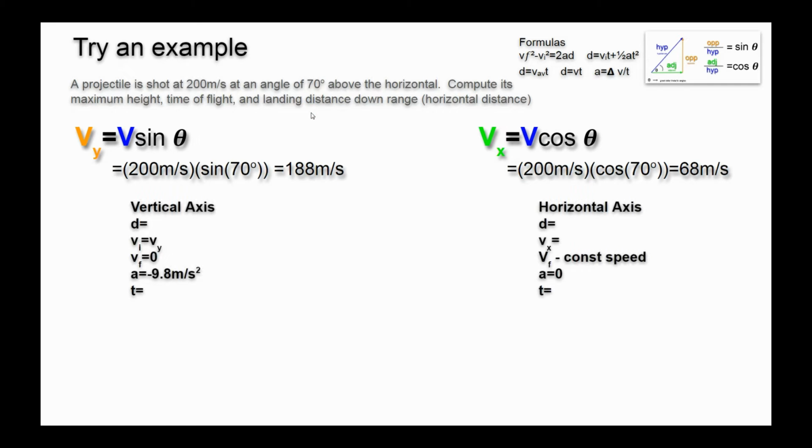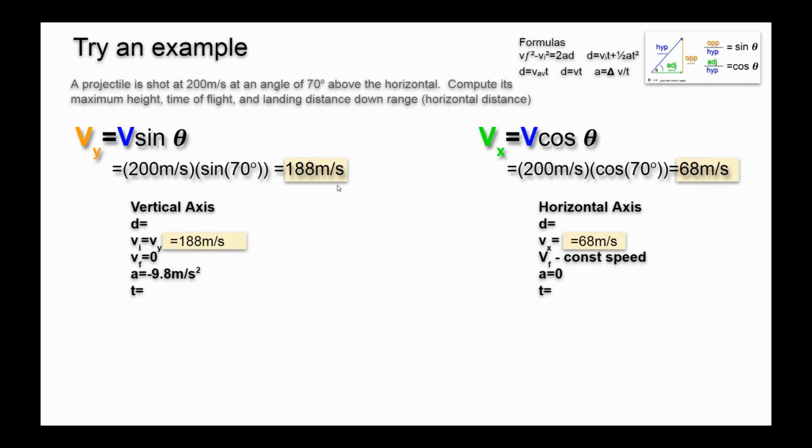Now we set up our two sets of variables. These are two independent problems now that have nothing to do with each other. I put in A is equal to 0 or don't even include it at all on the left-hand side. And there's a constant speed, so we really don't have a final speed.